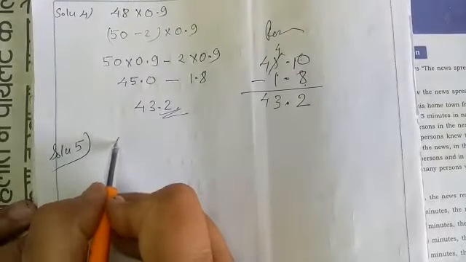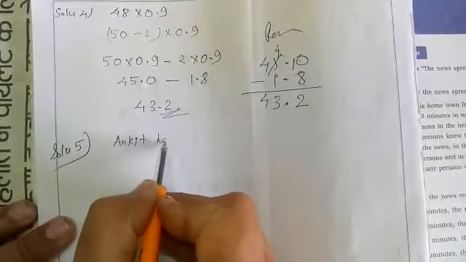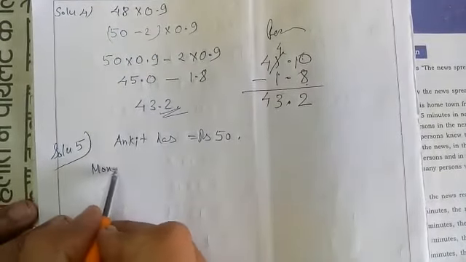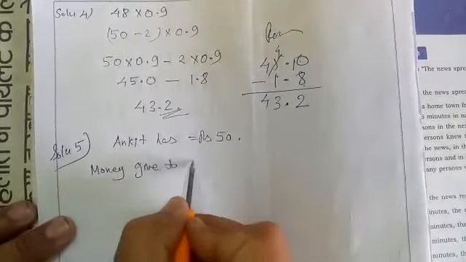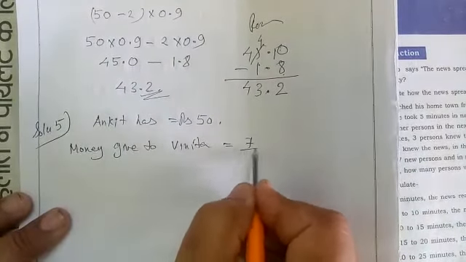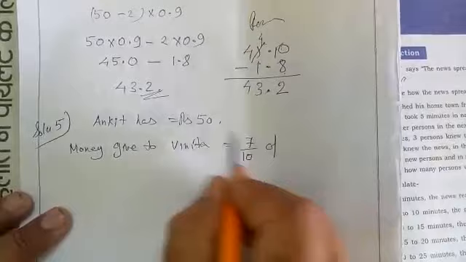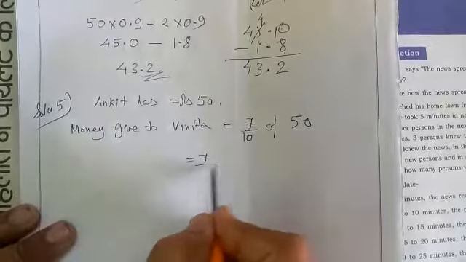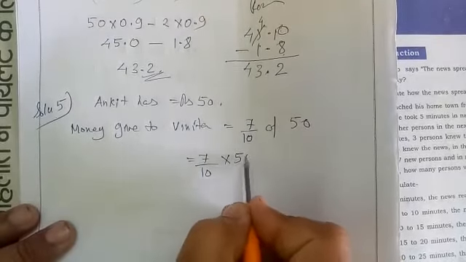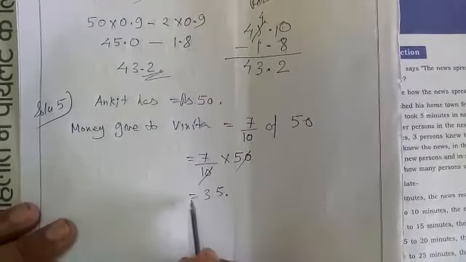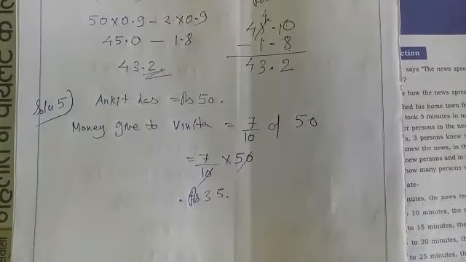How much amount was Ankit having? Ankit has rupees 50. Then the money given to Vinita is 7/10 of that total amount Ankit was having. Now 7/10 of means multiply this into 50. Then cancel this 0, then 7 5s are 35. That is rupees 35. So he has given rupees 35 to Vinita.